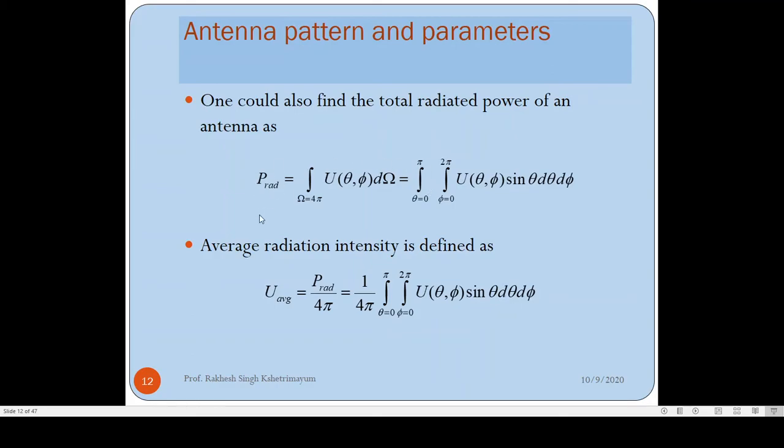There is one very useful term here which is called the average radiation intensity. So how do you define average radiation intensity? It is the total radiated power divided by the total solid angle, which is 4 pi. So that will be 1 by 4 pi of the total radiated power. So this is actually the radiation intensity of an isotropic antenna.